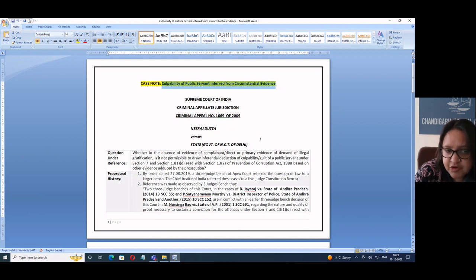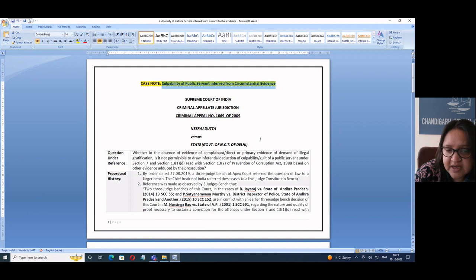Now, how this question was posed can be seen from the procedural history: by order dated 27th of August 2019, a 3 judges bench of the Honorable Apex Court referred the question of law to a larger bench. The Honorable Chief Justice of India referred these cases to a 5 judges constitution bench.